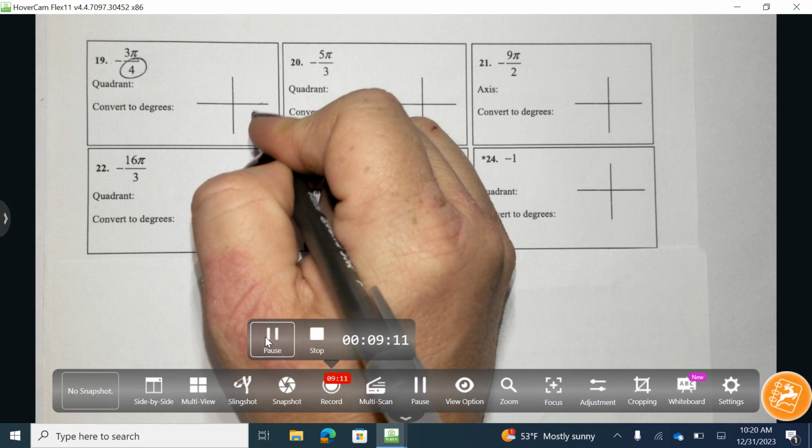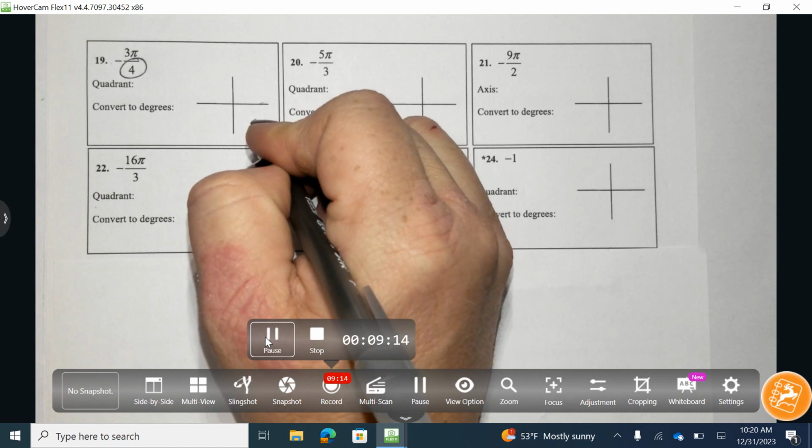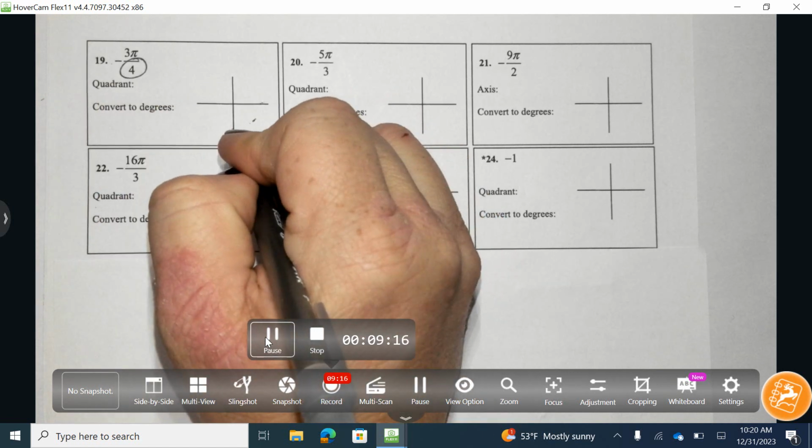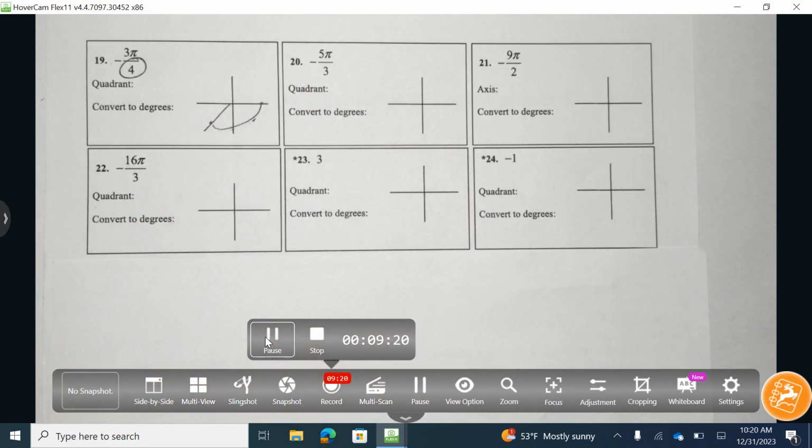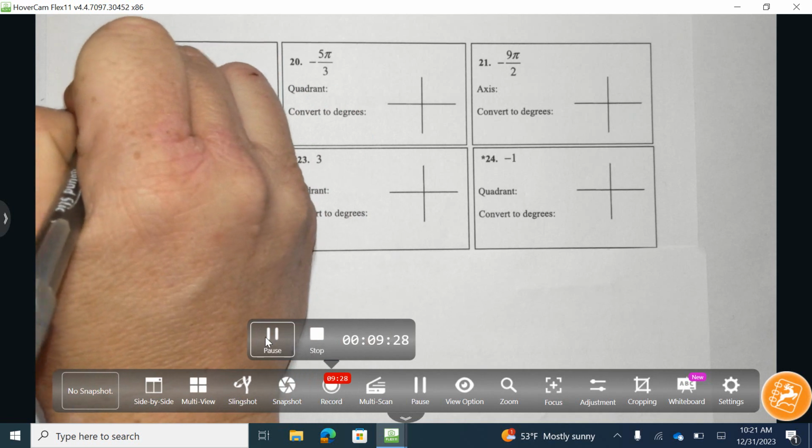I don't start counting until I move. So here's 1 over 4, reverse it, remember, 2 over 4, 3 over 4. So it's going to go here, and it's going to end at this position. So this would be the place where I can locate negative 3 pi over 4. This is going to be in quadrant number 3.